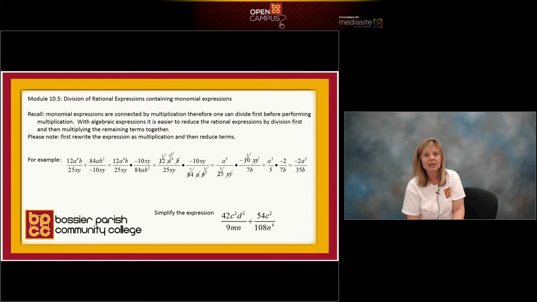So the rule of thumb is you have two fractions connected by division, you first rewrite your expression as multiplication, and then you go on your merry way. All right, let's go to the whiteboard and try one more example.